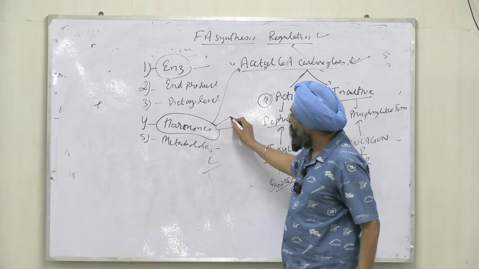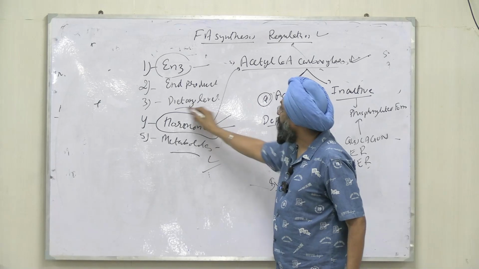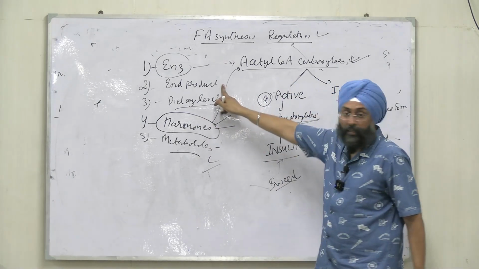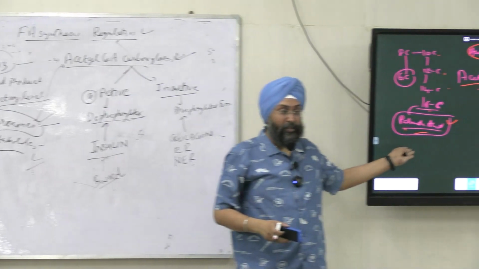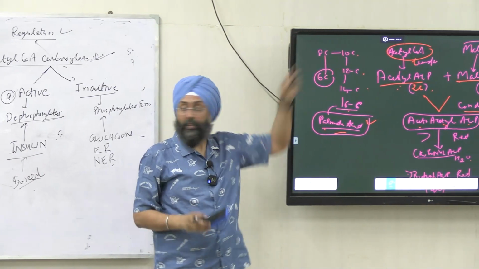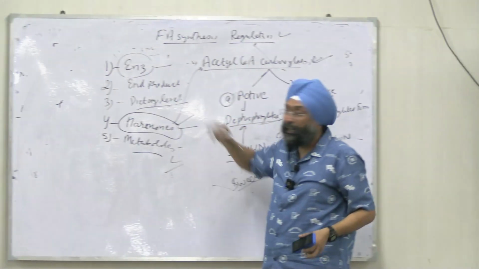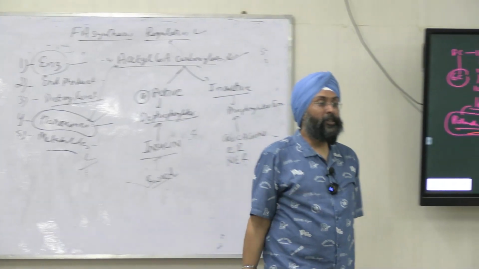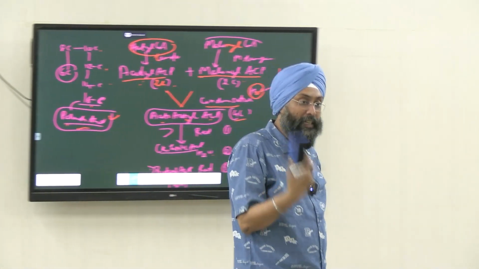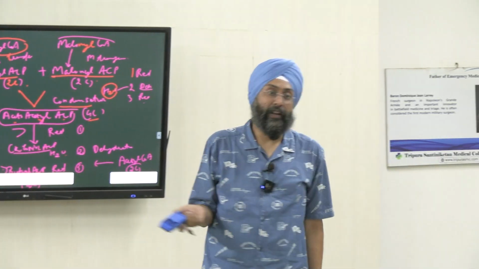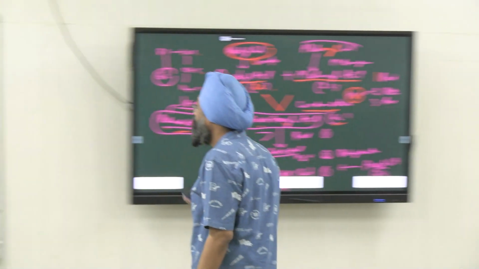Now we discuss the hormonal regulation. Metabolites are done. Now the dietary level. The end product we discussed. The end product is palmitic acid, 16 carbon. When it is sufficient, it will inhibit the cycle from the front. That is end product inhibition. Now the dietary level. What will you eat that the body goes for fat synthesis? What will you not eat, so that the body starts breaking the fat? What will you eat? Tell me.